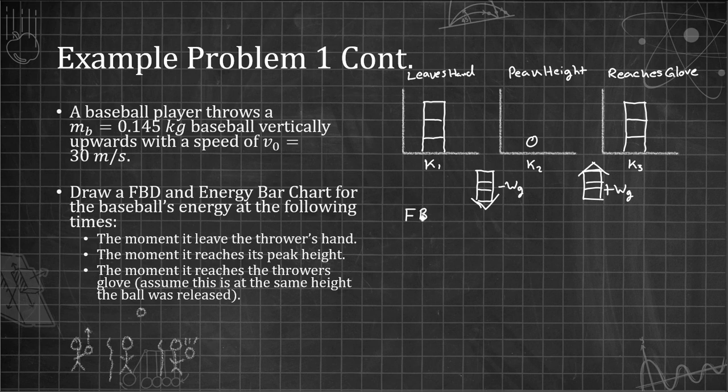So the free body diagrams should look the same every single time because the only force acting on this ball from the moment it leaves the student's hand to the moment just before the student catches it is going to be the force of gravity, or mg down. So all 3 of our free body diagrams are the same force vector, mg, pointing downwards.